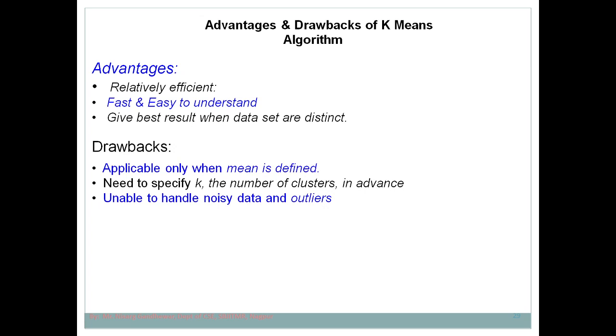Drawbacks. What are the drawbacks of the k-means algorithm? It is applicable only when the mean is defined. The mean is very important, because initially we take a random value, but after that we need to calculate the mean value in order to decide the center of the cluster. In this case we also need to specify the number of clusters we want in advance. That is a limitation, and it is unable to handle noisy data and outliers. So these are the drawbacks of the k-means algorithm.